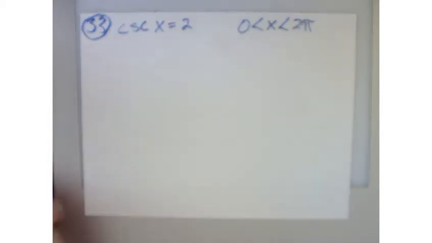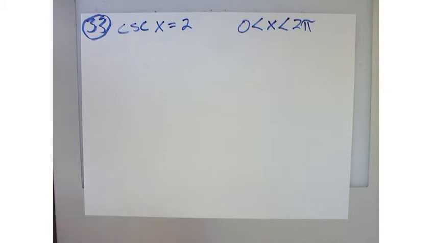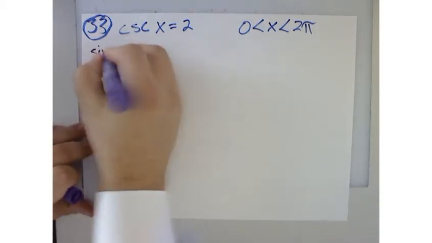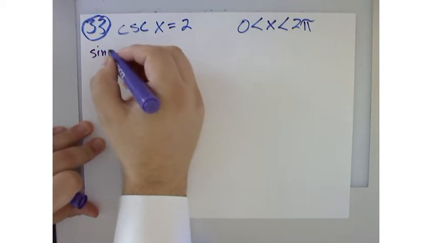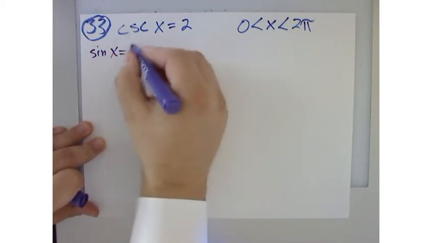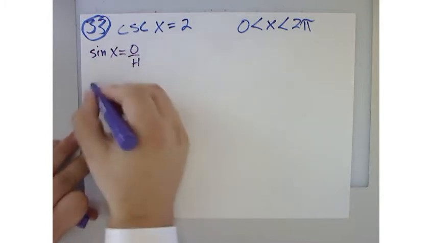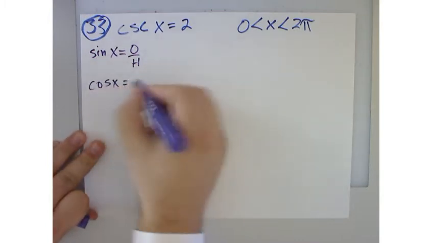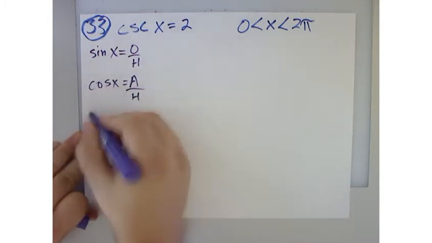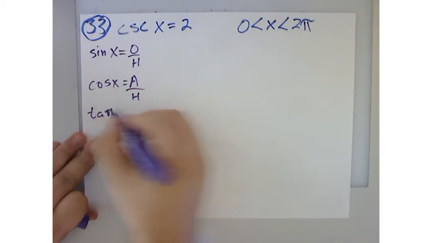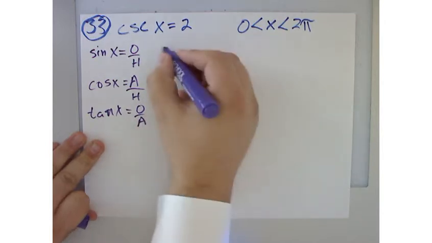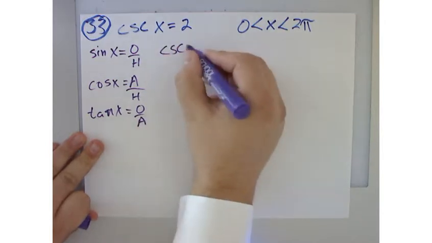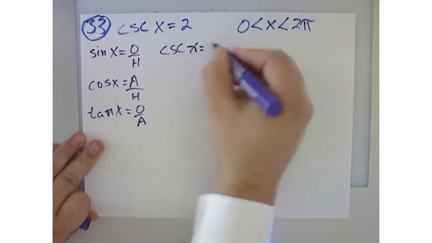Remember that, on the xy plane, sine of x is equal to the opposite over the hypotenuse. Cosine of x is equal to the adjacent over the hypotenuse. Tangent is equal to opposite over the adjacent. And then cosecant is just the reciprocal of sine, right? So, like this.